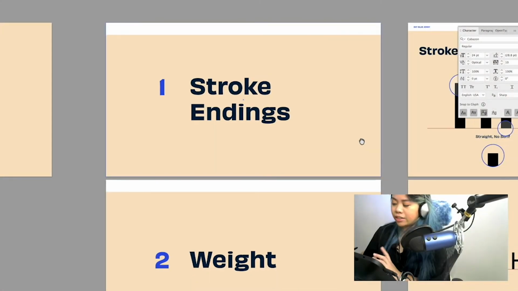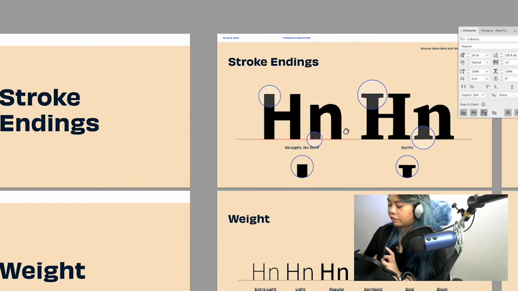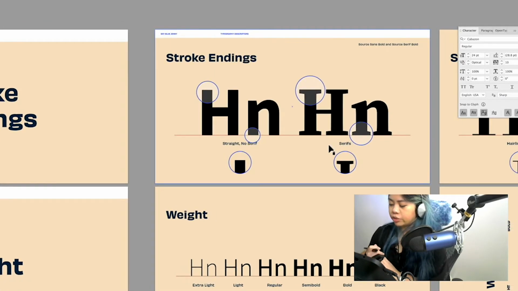Stroke endings are at the edges of the letter forms. So there's 2 different kinds of stroke endings that we're going to focus on. Straight with no serif, meaning there's nothing hanging at the end of the letters. And you're going to see that in the Google font and other more modern looking typefaces.